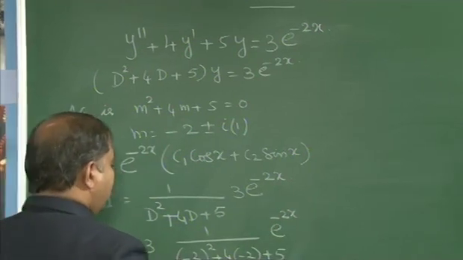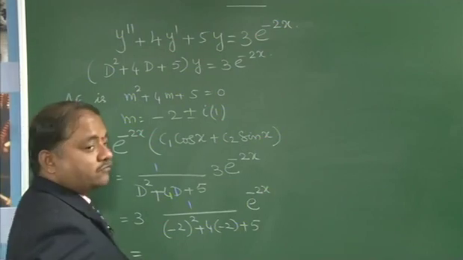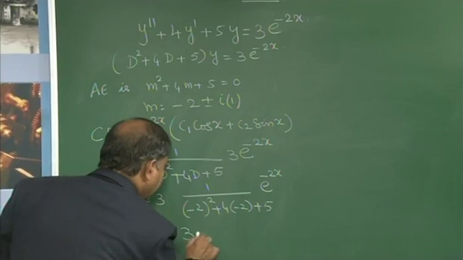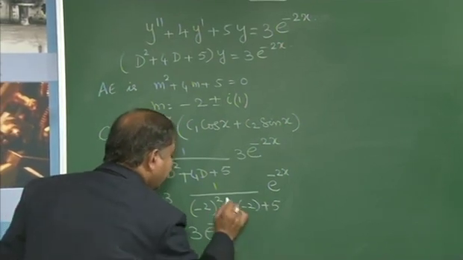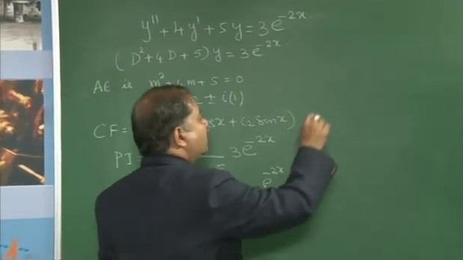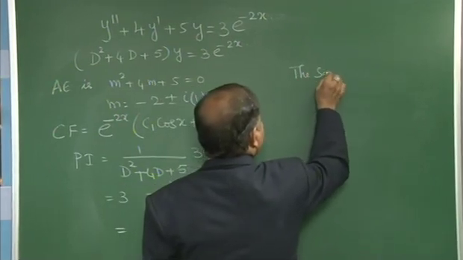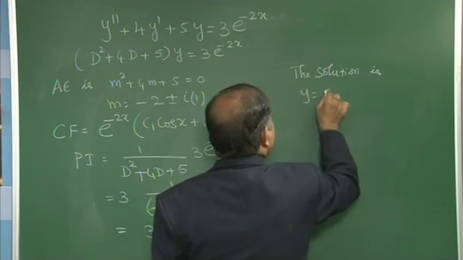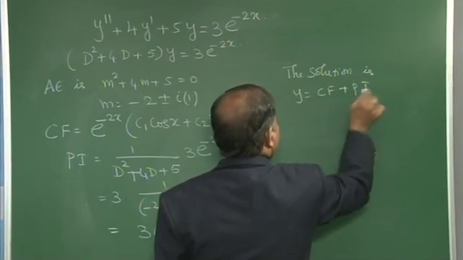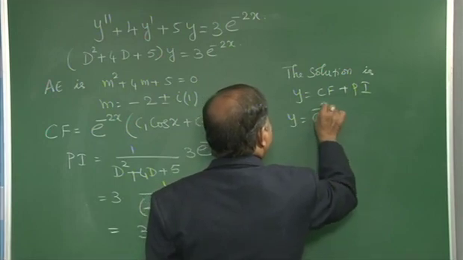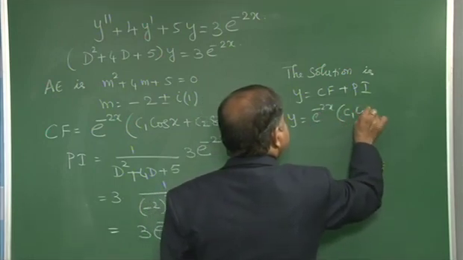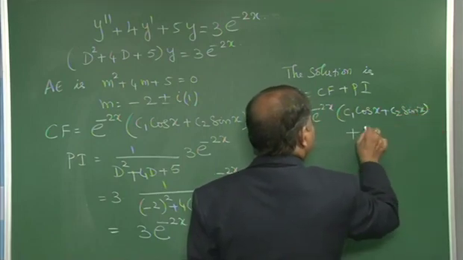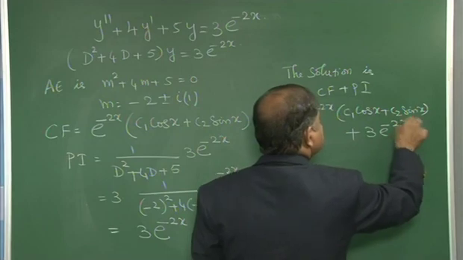Simplify it: minus 2 whole square, it will become 4, 5 plus 4 is 9, minus 8 is 1. So 3 e power minus 2x. Therefore, again the solution is, we should not forget the format, y is equal to CF plus PI. So y is equal to e power minus 2x (C1 cos x plus C2 sin x), then 3 e power minus 2x.